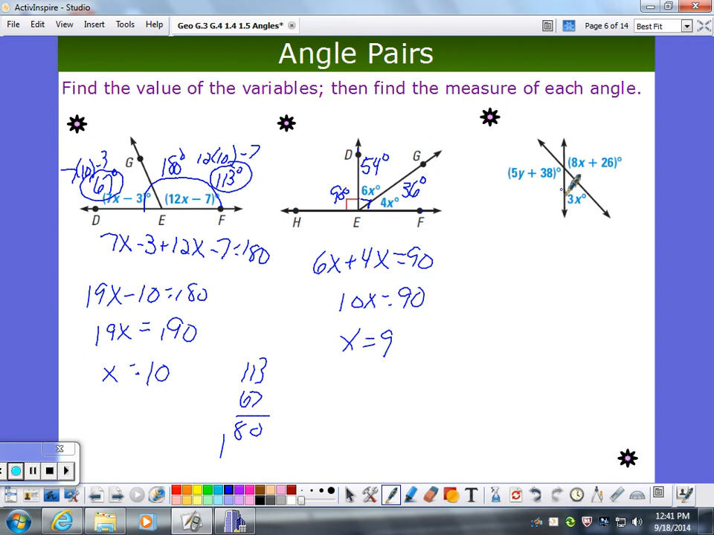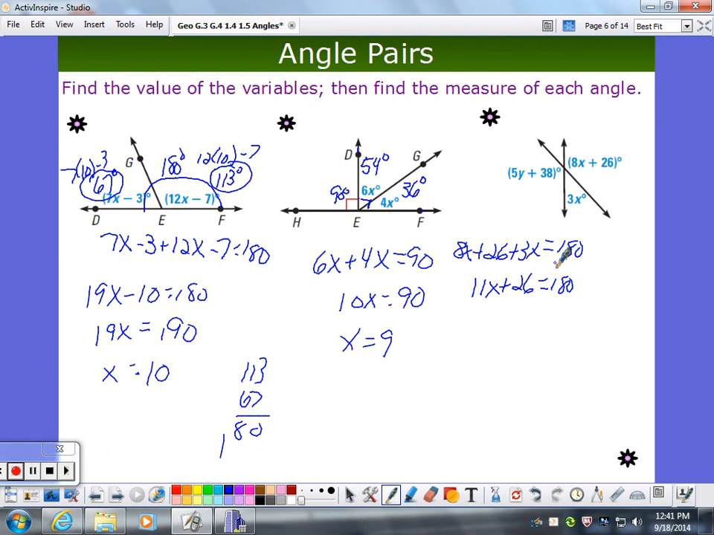I know about linear pairs, and I found one in the same variable. Here's another linear pair, but they're two different variables, so that's not going to help me. I'll concentrate on this one. I know that's going to equal 180, right? So 8x plus 26 plus 3x equals 180. These are supplementary angles in a linear pair. 11x plus 26 equals 180.